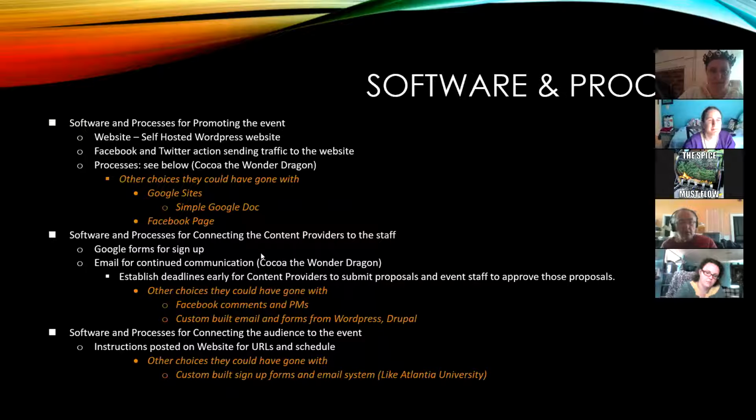Software processes for connecting the content providers to the staff. When you were at University of Atlantia, you got emails pretty much from the staff to the teachers. So you've got to find out a way. How are you going to do that? Email is ubiquitous and pretty much the only single ubiquitous thing we have. Google has a lot of options for you.